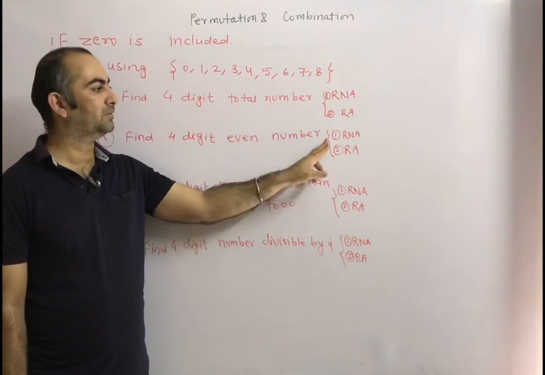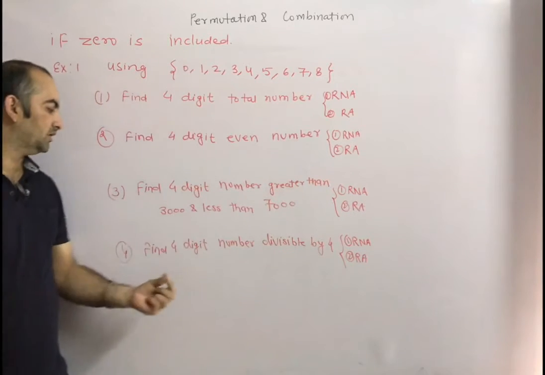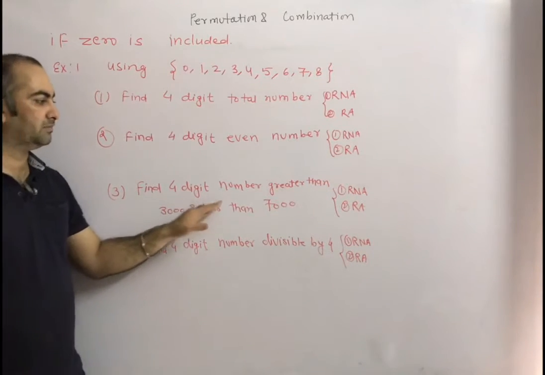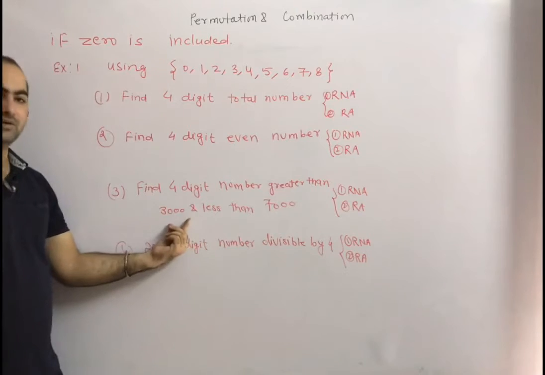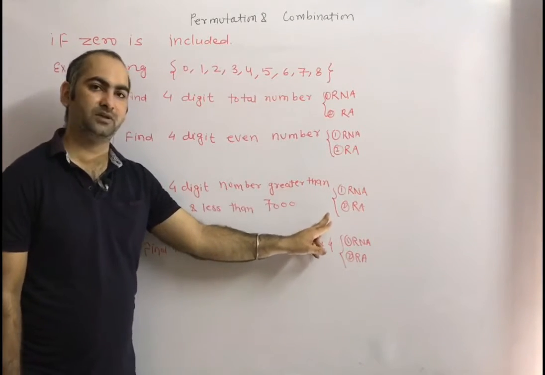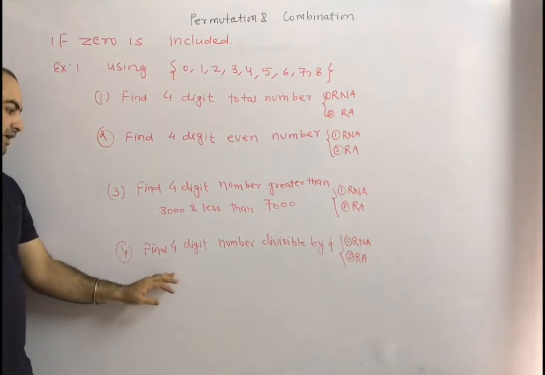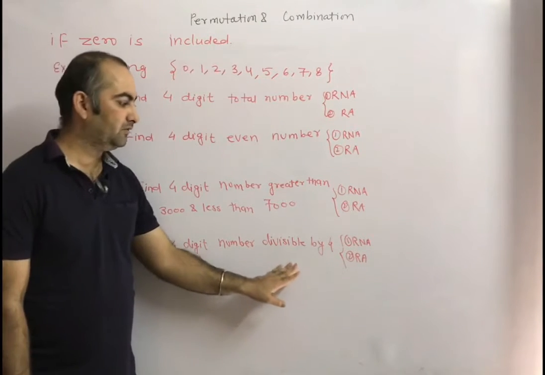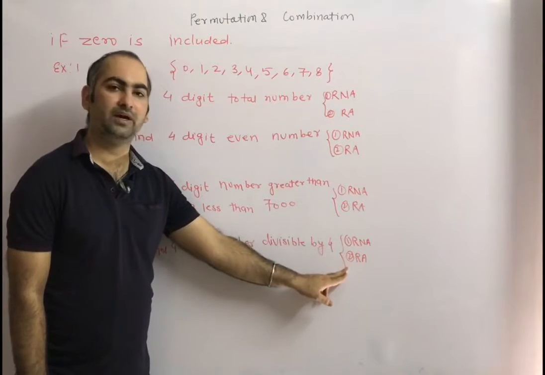Here also we have two parts: repetition not allowed and repetition allowed. The third problem is to find 4-digit numbers greater than 3000 and less than 7000. Here also we have two parts: repetition not allowed and repetition allowed. The fourth problem is to find 4-digit numbers divisible by 4. Here also we have two parts, repetition not allowed and repetition allowed.